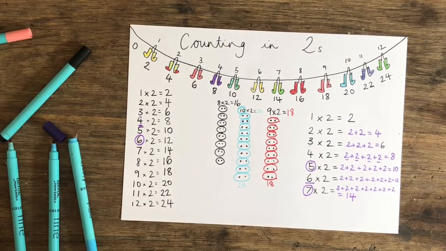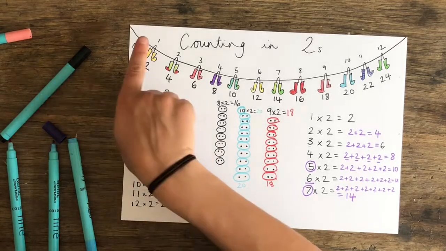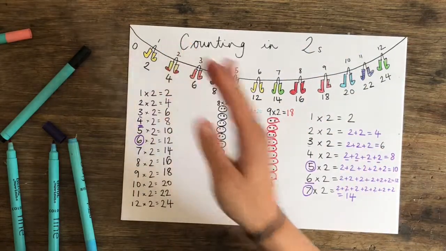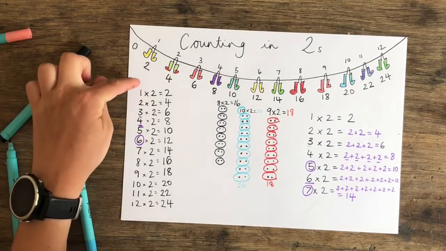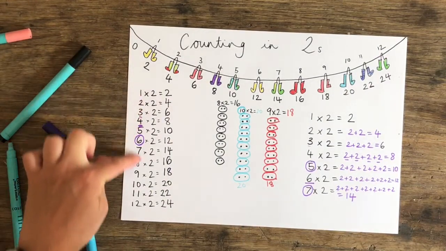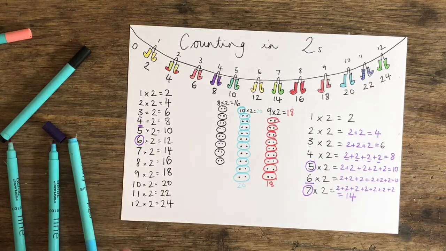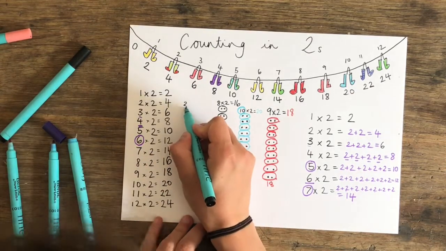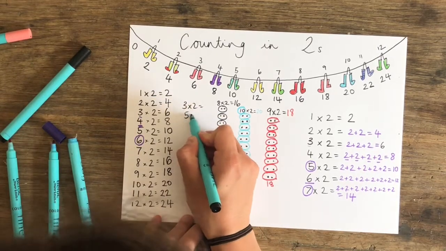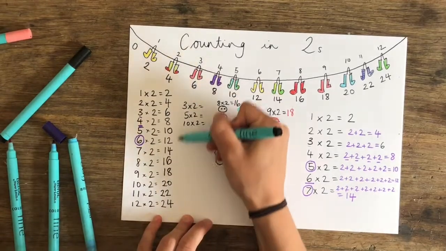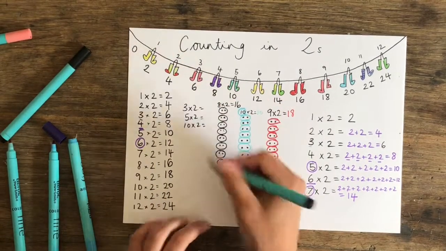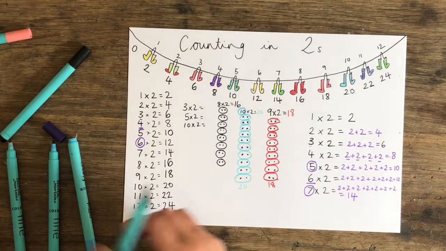You can use any method you want to. If it helps to draw a washing line and to draw the pairs of socks, you can do that to practice your 2 times table. If you just want to write out the times table like this, you can do that to challenge yourself. Though once you can do that, you could mix it up a bit. So you could do 3 times 2, 5 times 2, 10 times 2, and try to write them down as fast as you can, but in different orders.